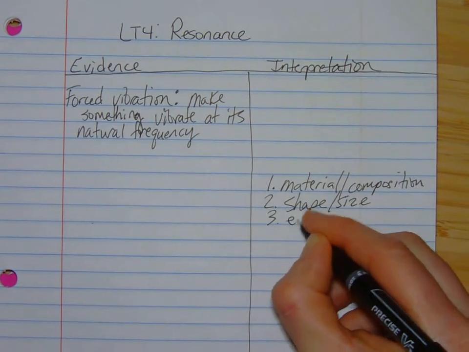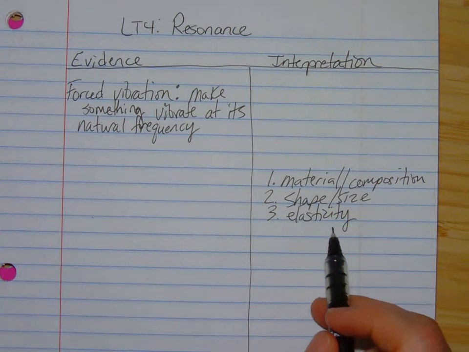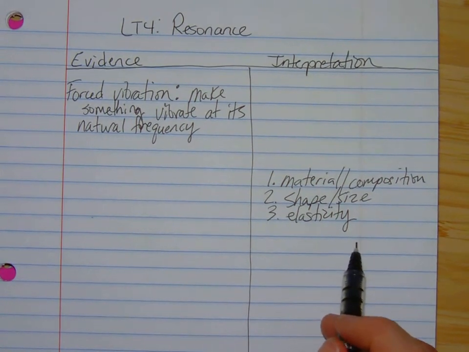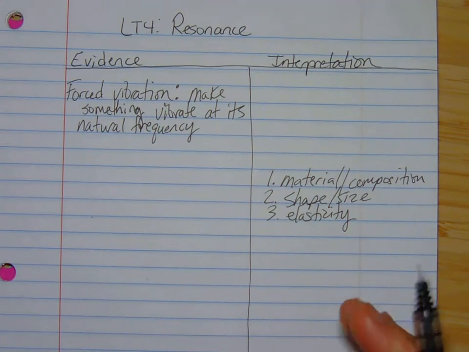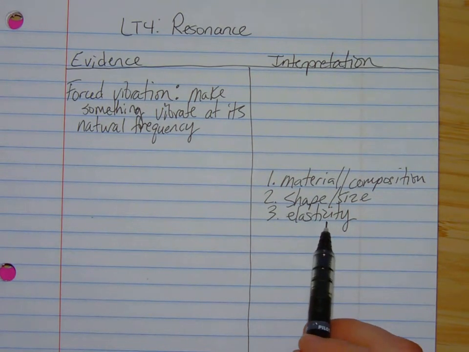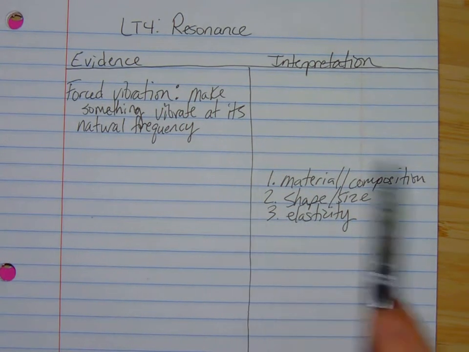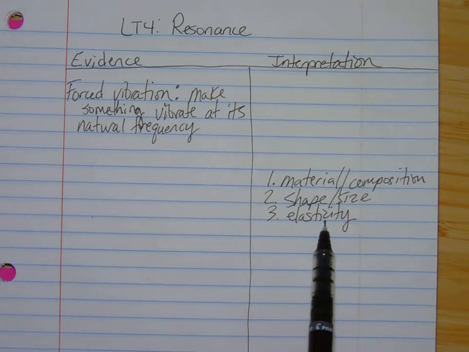And the third one is elasticity. Things that aren't very elastic don't make much of a noise if you drop them. If you drop, I don't really want to do it, like a tape dispenser or something like that. I'm looking around here. Something that doesn't have a lot of give to it, it doesn't make much noise due to this lack of elasticity, but it still would have a natural frequency. It's just not going to be much for amplitude.